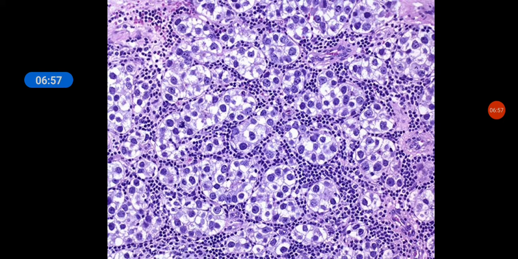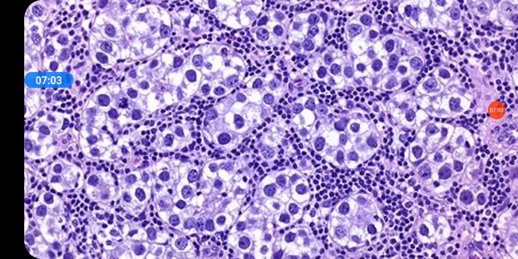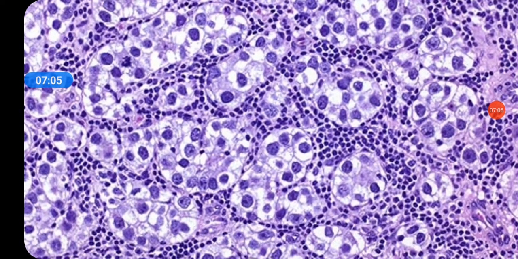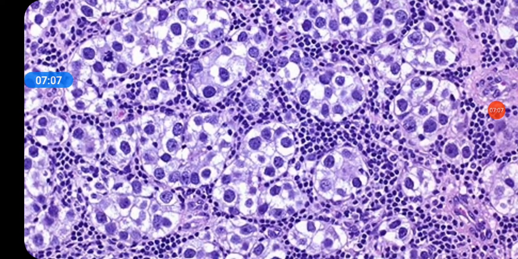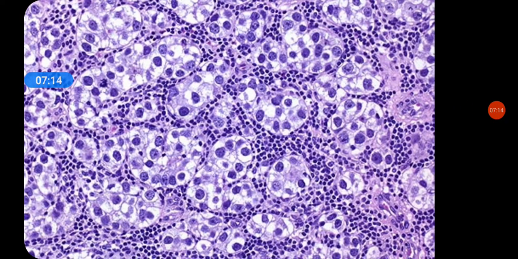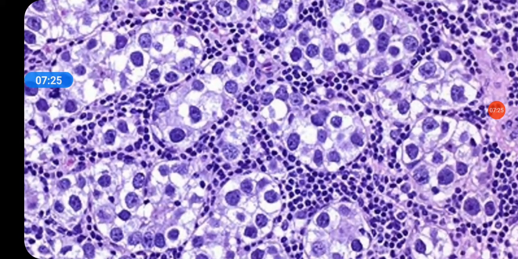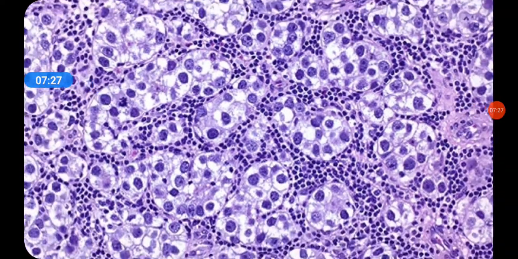How are these cells? The cells are large. Obviously, if you can appreciate, the cells are large, okay, and uniform. All of them look alike, right? And they have abundant clear cytoplasm. Why is there abundant clear cytoplasm? Because there is increased glycogen within the cytoplasm. Okay, and usually the nucleus is placed centrally with conspicuous nucleoli. Sometimes you can appreciate, see, in this you can appreciate the nucleoli properly.